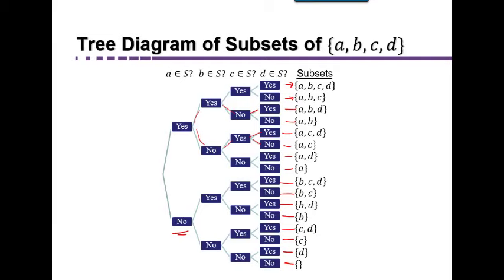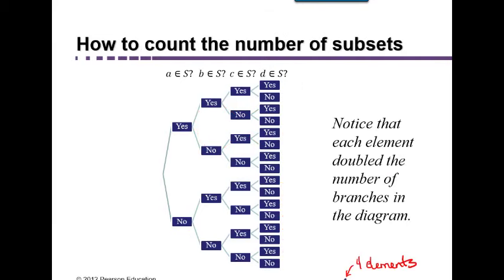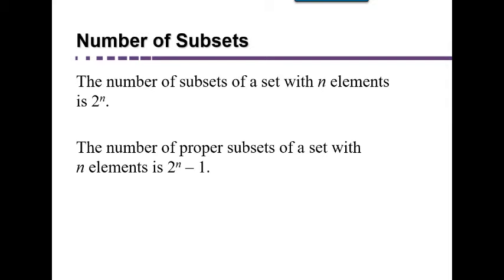So we did a 2-element set and we got 4 subsets. We did a 3-element set and we got 8 subsets. And now here we have a 4-element set and we got 16 subsets. So notice that each element doubled the number of branches in the diagram. So we have 2 times 2 times 2 times 2 is 16, or in other words, 2 to the 4th power. It's not a coincidence that we're raising 2 to the 4th power and we have 4 elements in the set, because again, each element causes us to double the number of branches.